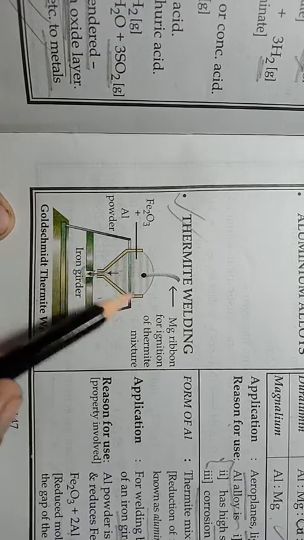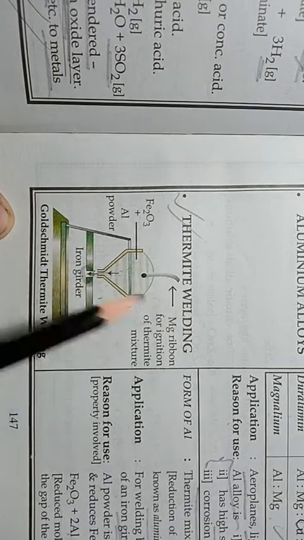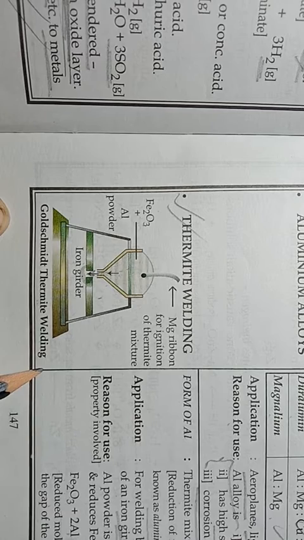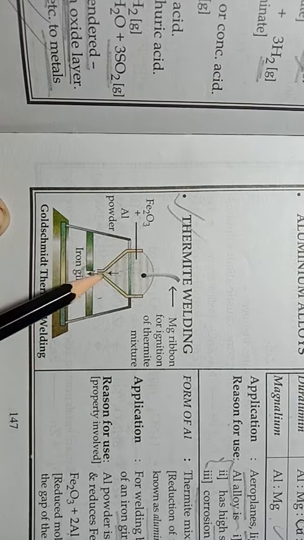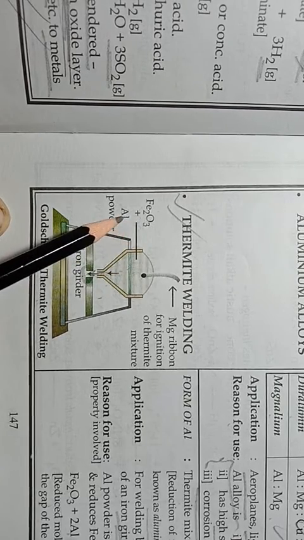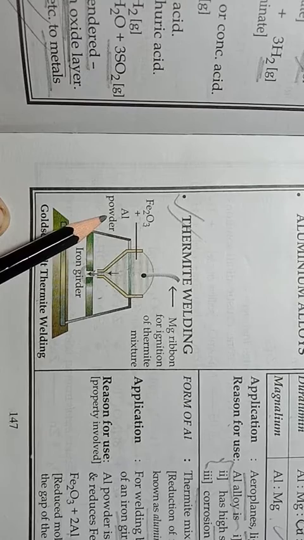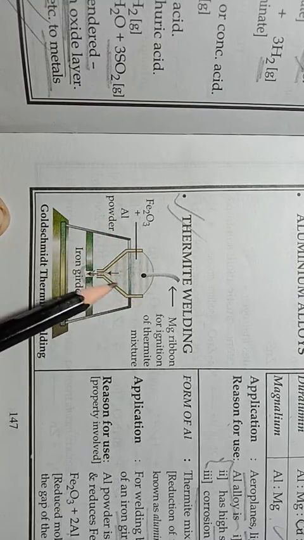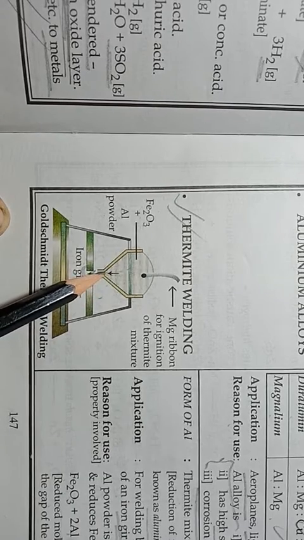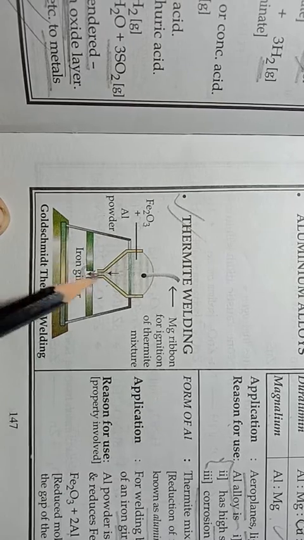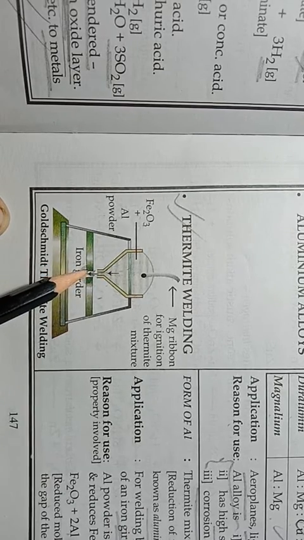As you can see in the diagram of thermite welding, this welding is known as the Goldschmidt thermite welding process. Okay students, this is the main portion of the apparatus, where we fill a mixture of iron oxide and aluminium. This mixture is filled in this part of the apparatus, which has an opening at the bottom, and this opening is set according to the broken part of the iron girder.